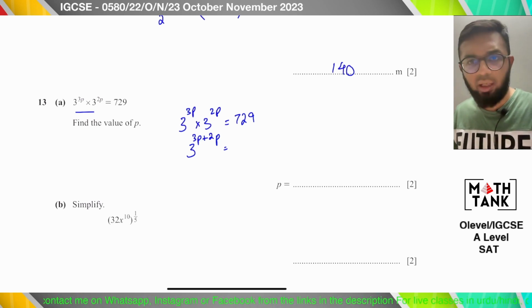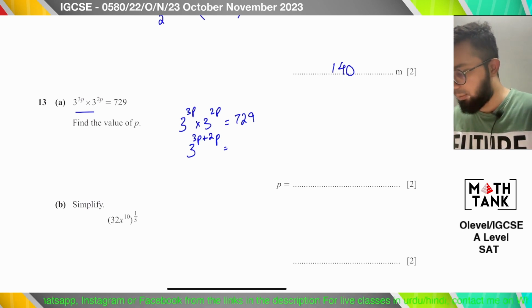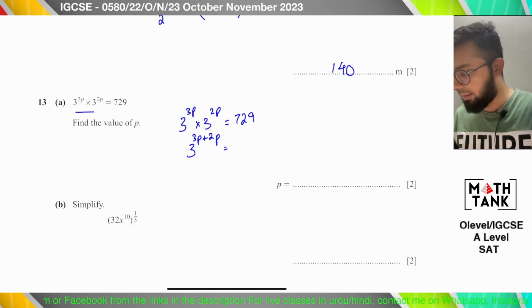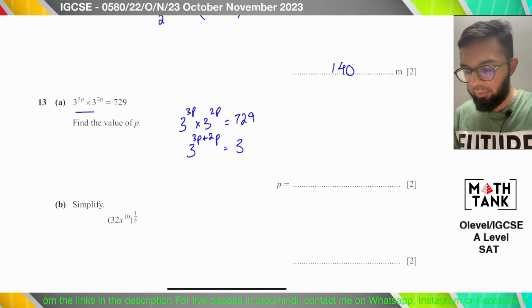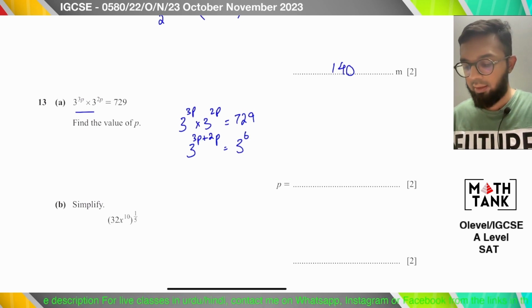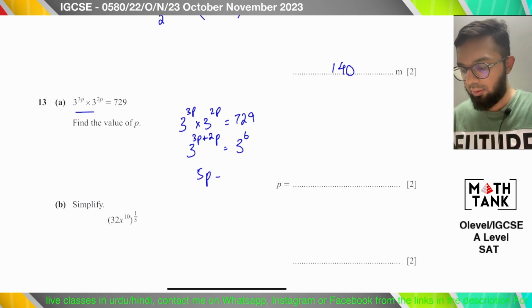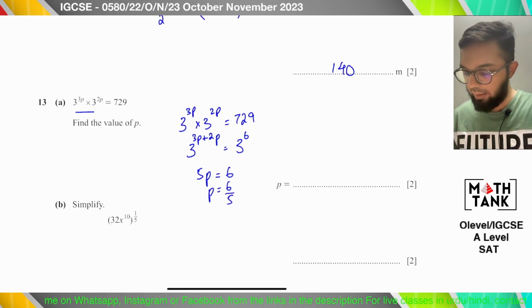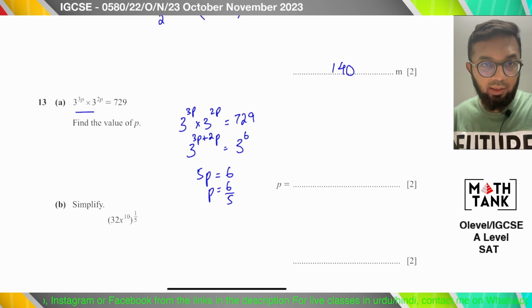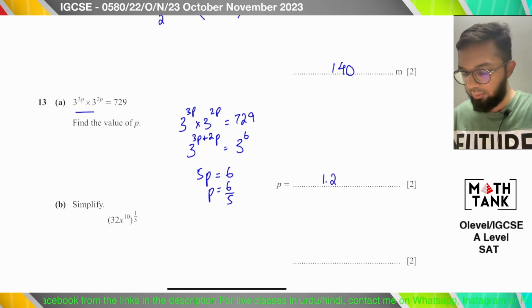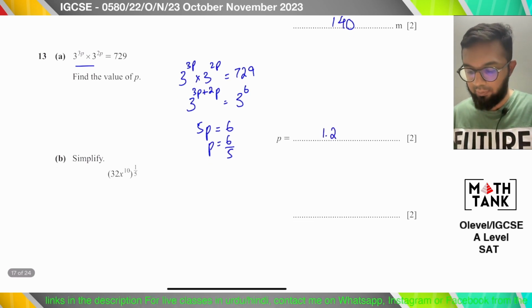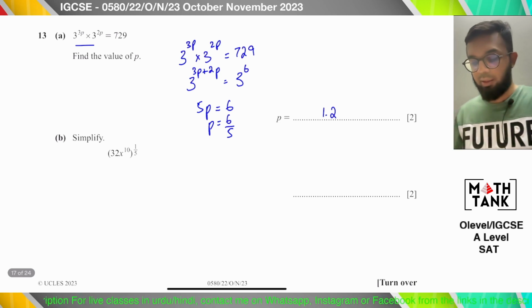So let's try 3 power 5. 3 power 5 gives me 243. 3 power 6 gives me 729. So I'm going to write 3 power 6. So 5p should equal 6. P should equal 6 over 5, and that is my final answer. I can write 1.2 or 6 over 5, whichever one I think is more appropriate.